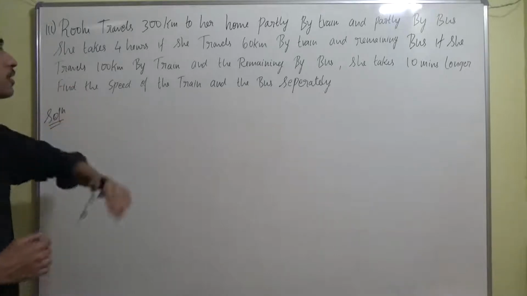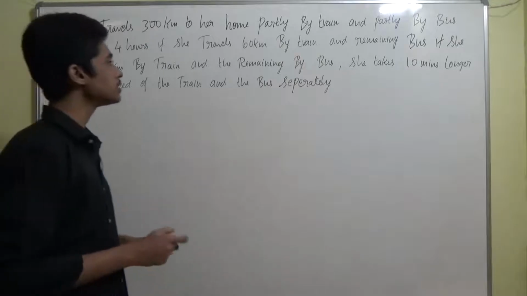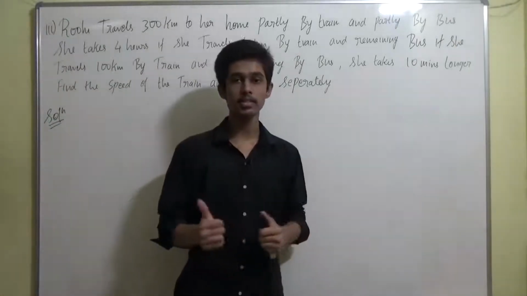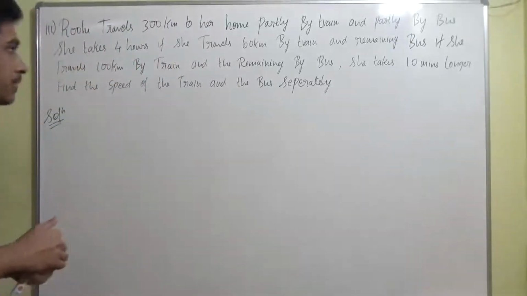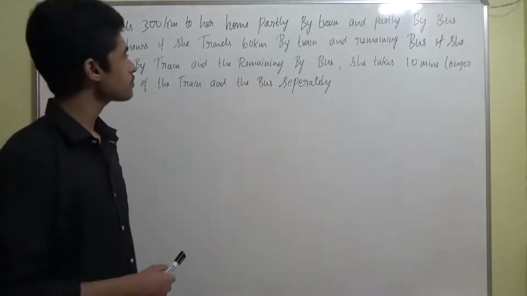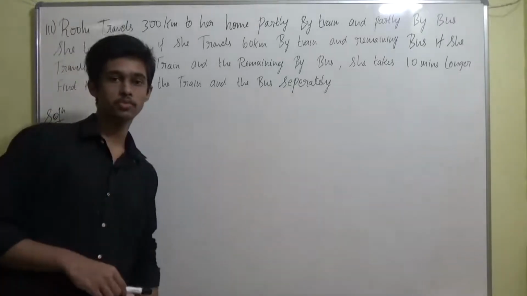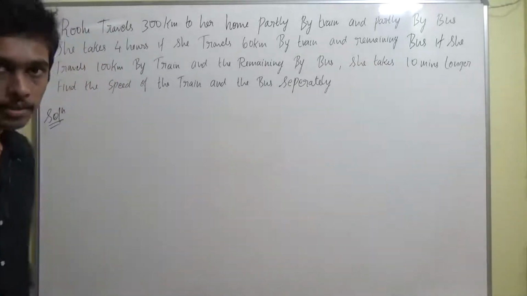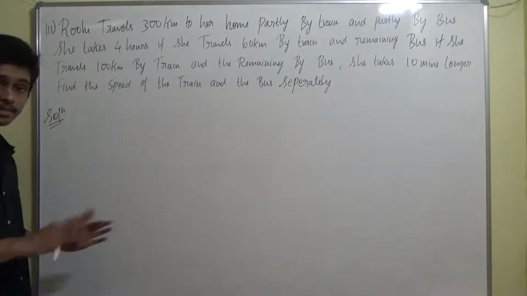So find the speed of the train and the bus separately. They have given the conditions, guys. This question is a bit similar to the boat and the stream question, right? In that question also this concept was used, and it uses the same physics formula, speed equal to distance by time, which we'll utilize in this question, guys. So the first step is the assumption step.